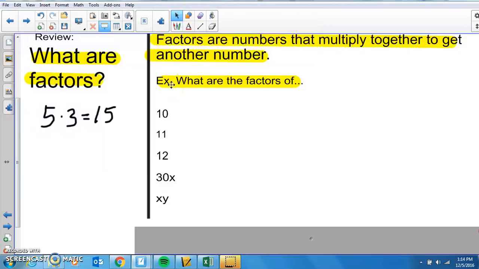Whenever you list the factors of a number, my suggestion is always start with the smallest number that can divide evenly into it. For instance, 10: the smallest number that can divide any number is 1. So I'm going to say 1. 1 times 10 is 10. I'm going to start on the left side with my smallest factor, on the right side with my largest factor, and work my way in. Okay, 2. 2 can go into 10, as we all know, 2 times 5.